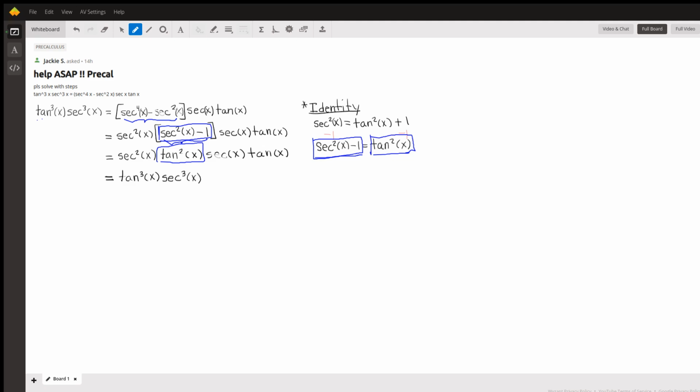All you've got to do now is simplify stuff. So tan squared x times tan x is tan cubed x, and secant squared x times secant x is secant cubed x. So at the end of the day, you'll notice that the left side, and normally I would write it all the way down, is now equivalent to the right side. And you have accomplished working through this problem.